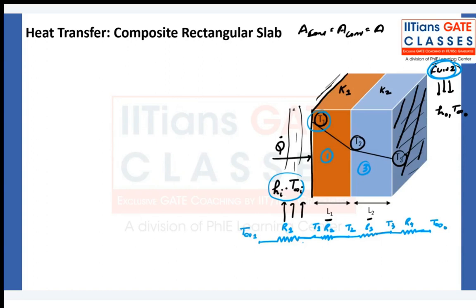Yes, convection resistance. Okay. So here the first resistance is 1 upon h_i A, because area is same.